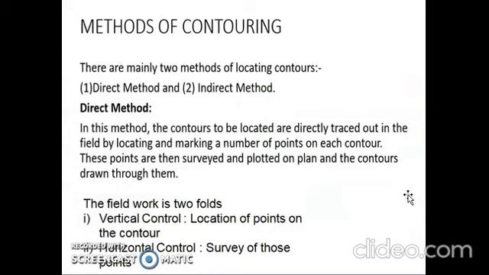Now there are different methods to carry out this contouring. First they are divided into direct method and indirect method. In this direct method, the contours to be located are directly traced out in the field by locating and marking a number of points on each contour. These points are then surveyed and plotted on plan and the contours drawn through them. The field work is twofold. One is the vertical control and second is the horizontal control. So when I say vertical control, you have to look at the location of the points on the contour being taken care of, and horizontal control is the survey of those points.